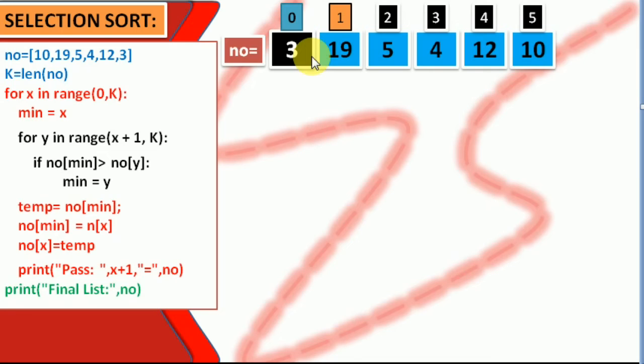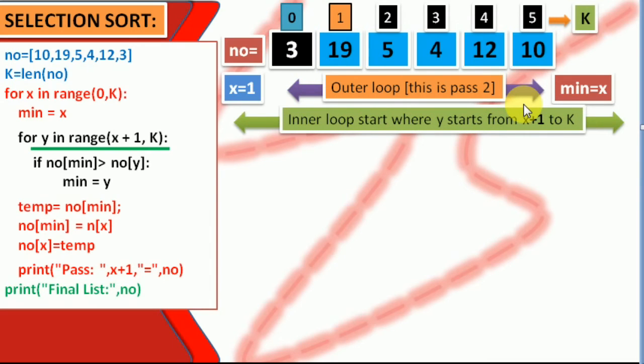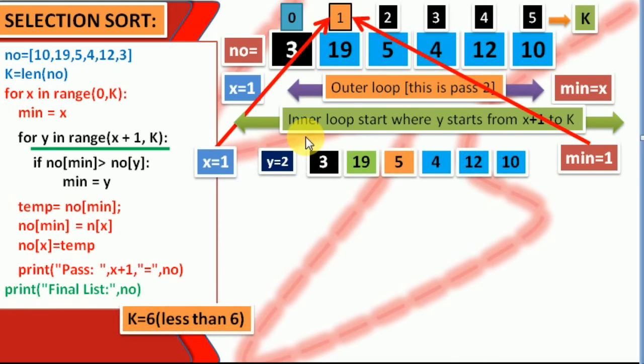So the loop, where is x? x is sitting at 1. It's the outer loop, and min equals x. It means when the inner loop is going to start, the inner loop will start from y, and y starts from x plus 1. So x is sitting at 1, min sitting at 1. The first time, y starts from 2, that is this value, that is 5.